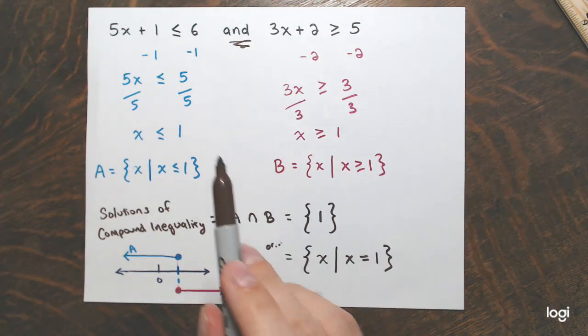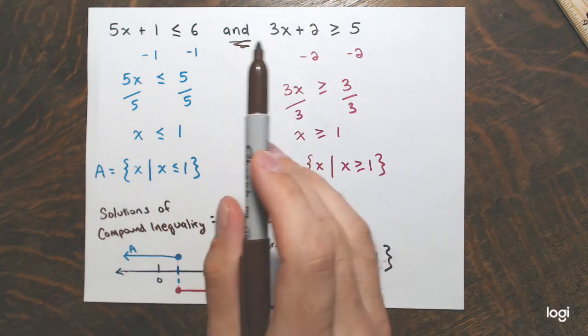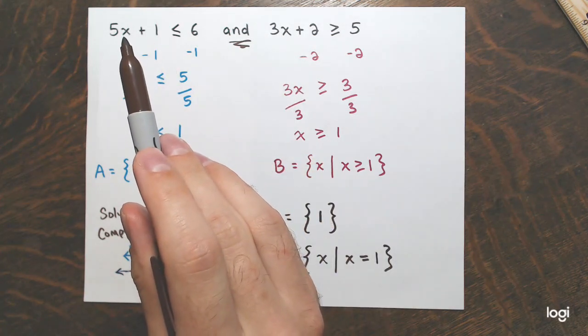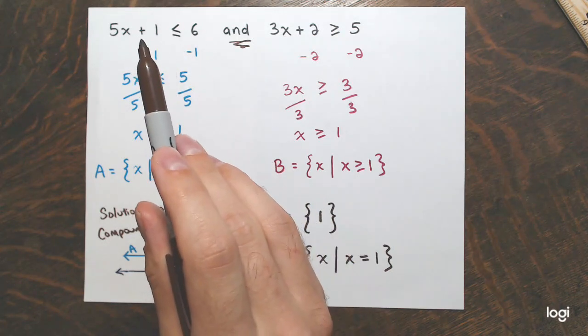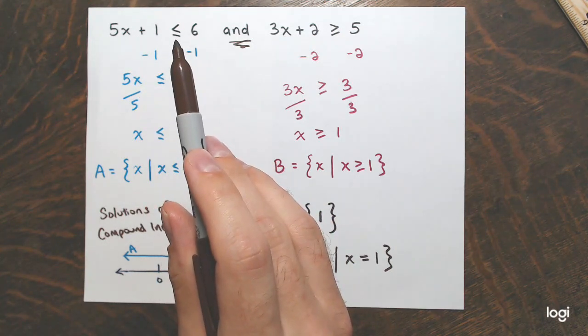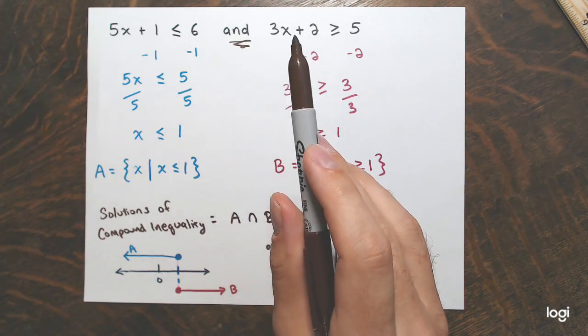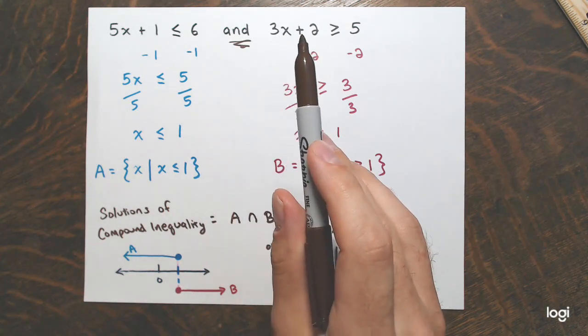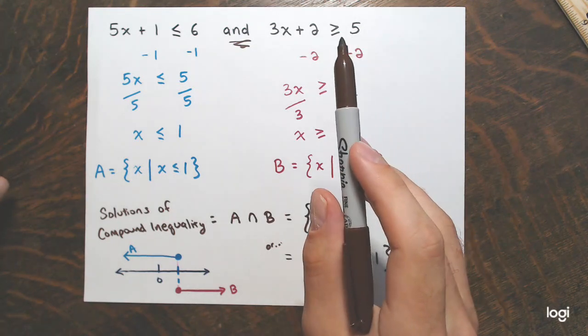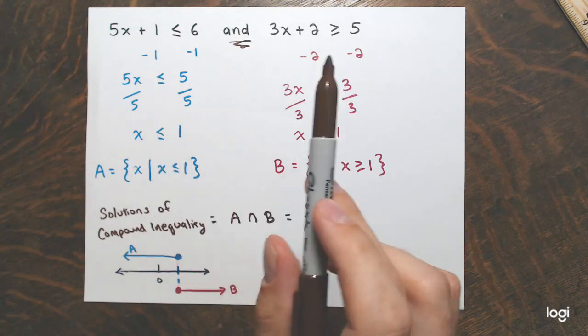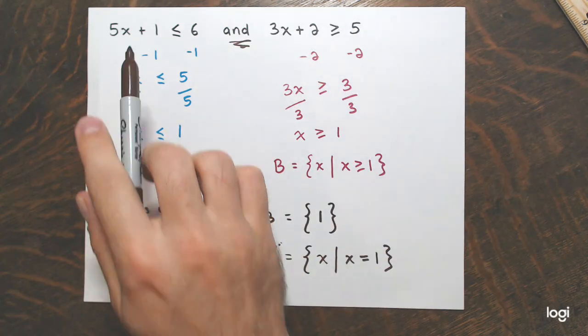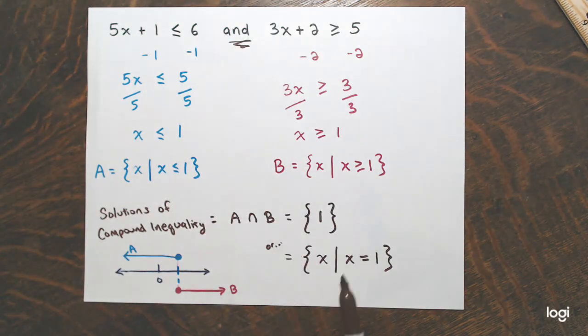And then double check. Plug in 1 for x. 5 times 1 is 5, plus 1 is 6. Is 6 less than or equal to 6? Yes, it's equal to 6. It's got the equal part satisfied. And then 3 times 1 plus 2, that's 3 plus 2, that's 5. Is 5 greater than or equal to 5? Yeah, 5's equal to 5. So yes, the number 1 does satisfy both these inequalities at the same time, this one and this one. And that's the only one. All right, so there's my set notation, set builder notation.